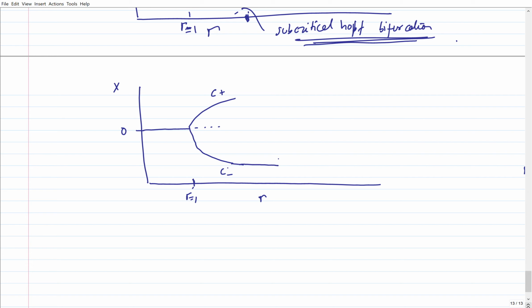Over here, which in turn lose their stability at r equals rH, and I have these unstable limit cycles, and beyond this point, so this was the point where the, let me draw. So these are the unstable limit cycles.